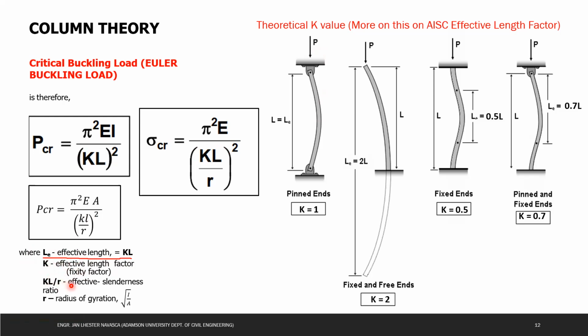Then KL over r is the effective slenderness ratio, and r is the radius of gyration. So this is the list of theoretical values of our fixity factor, or the effective length factor. More on this in the AISC effective length factor. So if the support conditions of both ends are pin, our K value is 1.